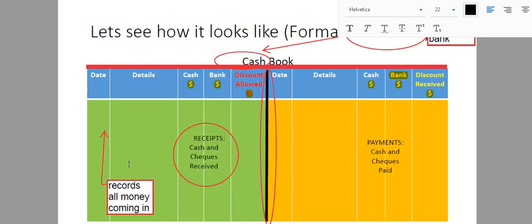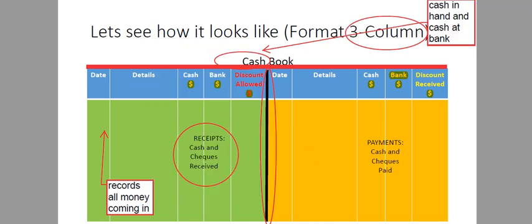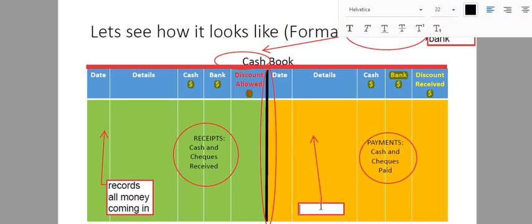On the other side, if we can circle the payments, so you see the payments, and you would have guessed it by now that this records all the money going out. So records all money going out. So the cash that you pay out and the checks that you pay out.